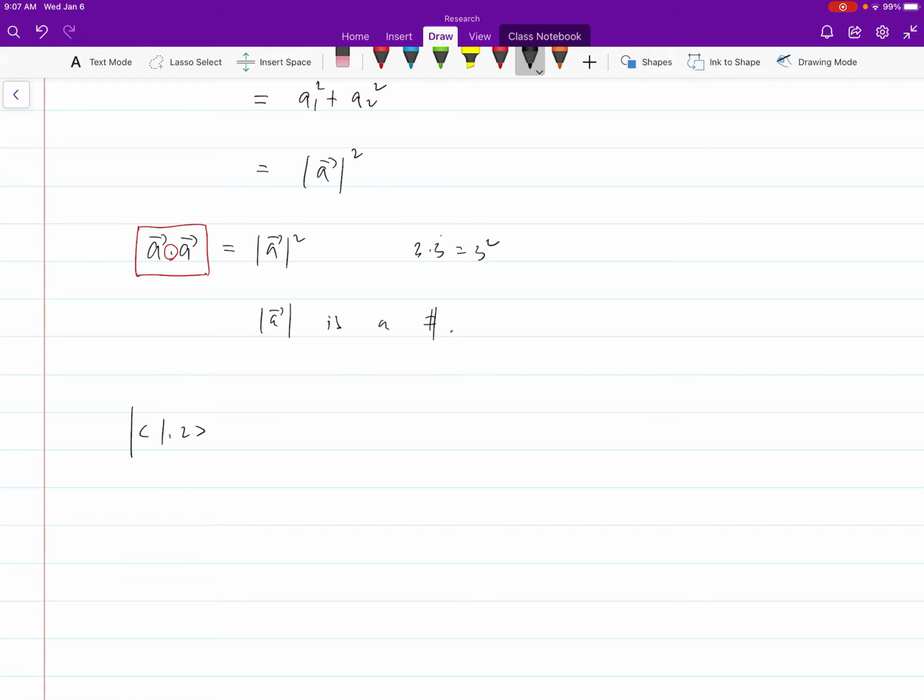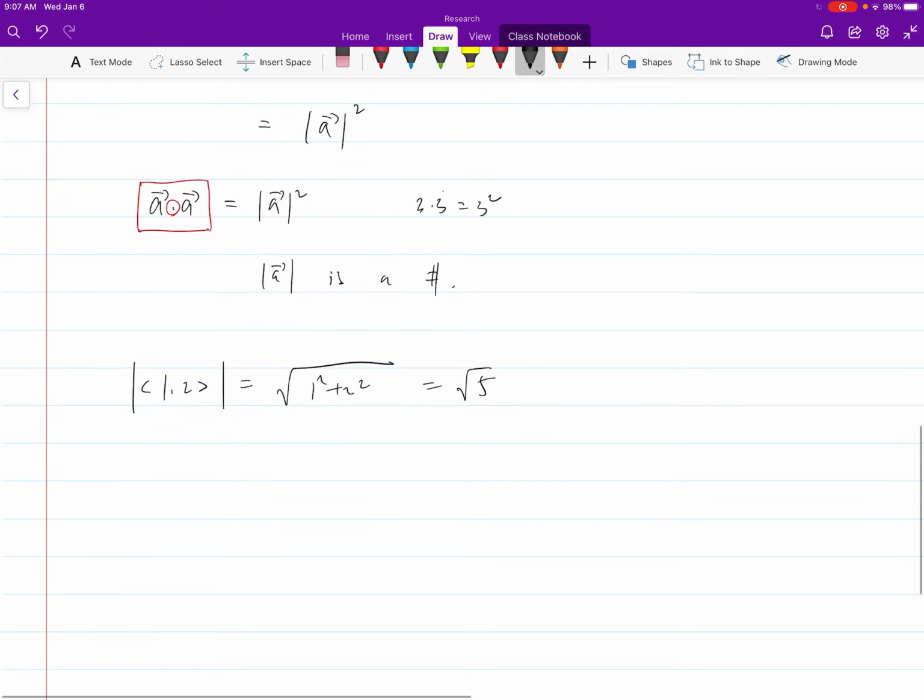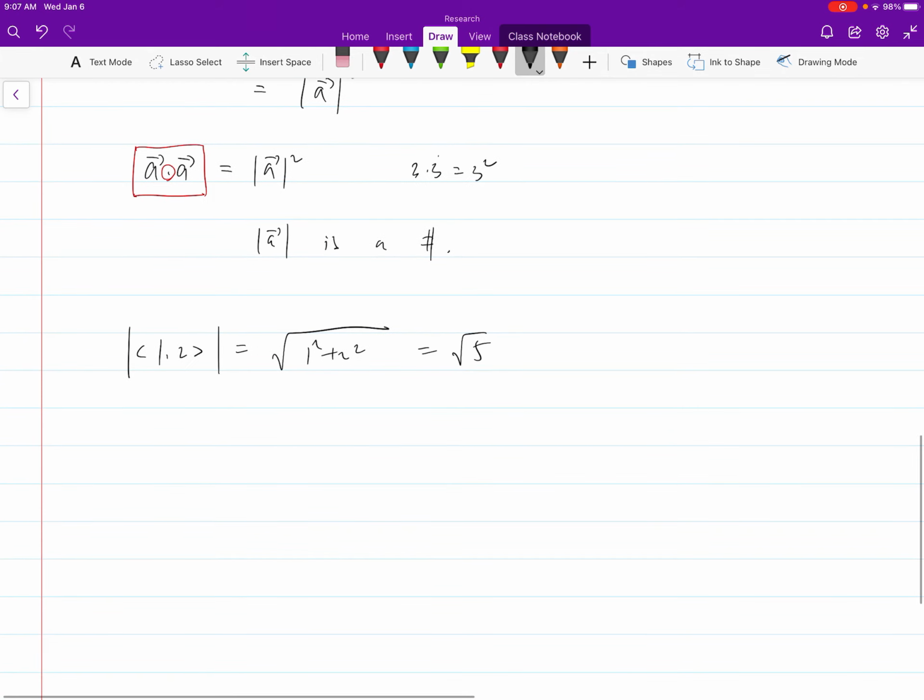Here is a vector, and you want to find how long this is. Well, one way to do it is to go with the formula. It's the square root of 1 squared plus 2 squared, which is square root of 5. All right, but there's another way to do it, which gives you (1, 2) dot with (1, 2), and then squared, which is again the same thing.